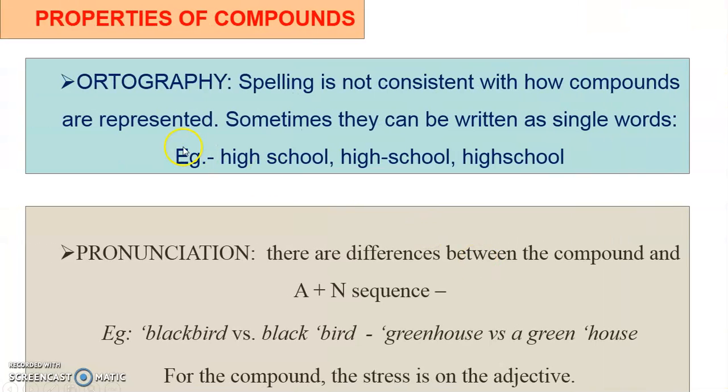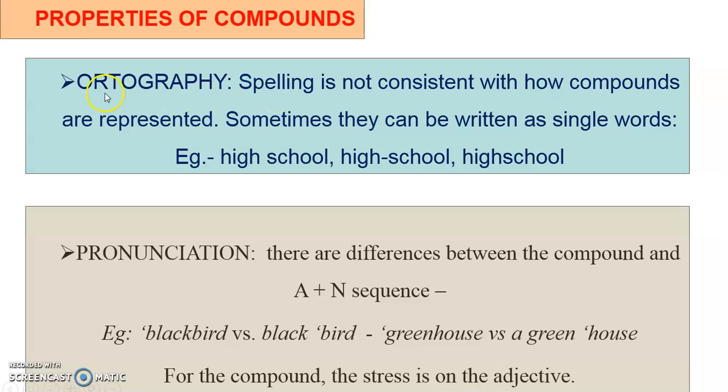So some properties. If we think in terms of orthography, spelling is not consistent with how compounds are represented, because sometimes they can be written as single words, for example, highschool, or they can be split up, high school, or they can have a hyphen, high-school, and sometimes it depends on the use. Sometimes it was school-objects with a hyphen, and now we use schoolobjects with no hyphen, so it depends on the use.